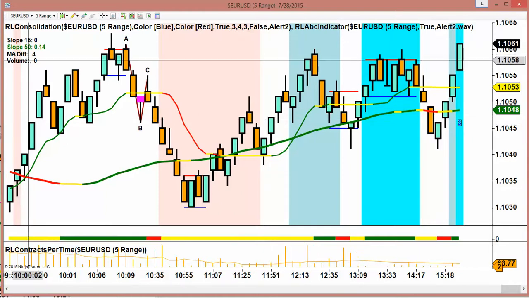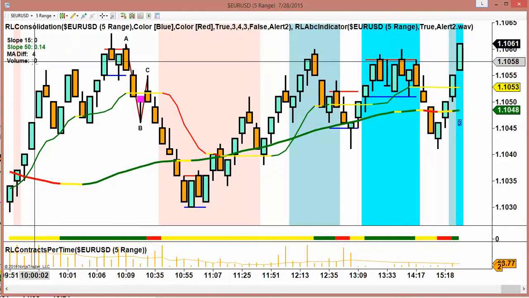Now, the reason that the volume indicator here is always 0 is because there are no sessions in the Forex. So what we do is we trade per session.